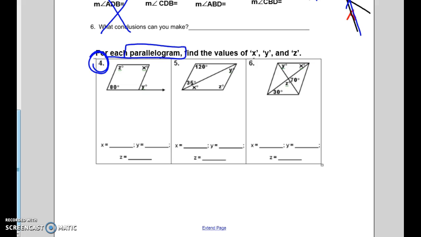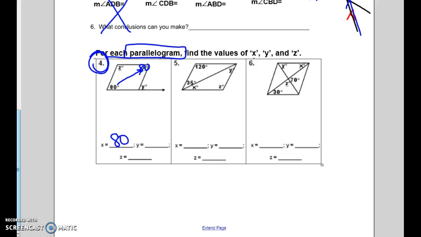80 degrees. What about 80 degrees? They told me 80 degrees. It's the same as x because the one that's across from it should be the same, shouldn't it? So that means that x is 80. Okay, what did you see next?